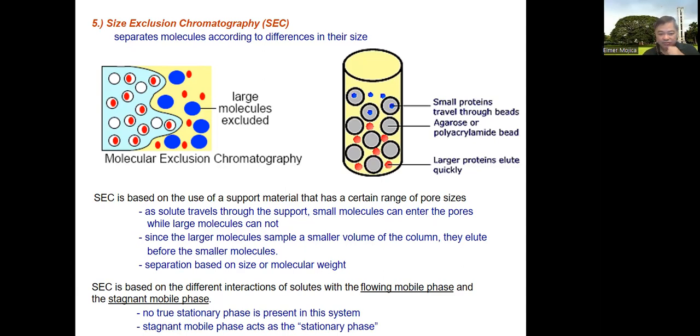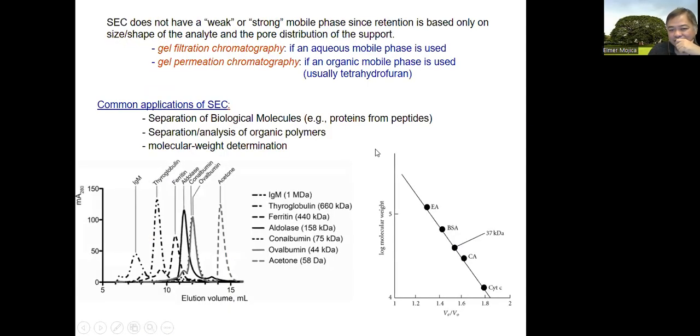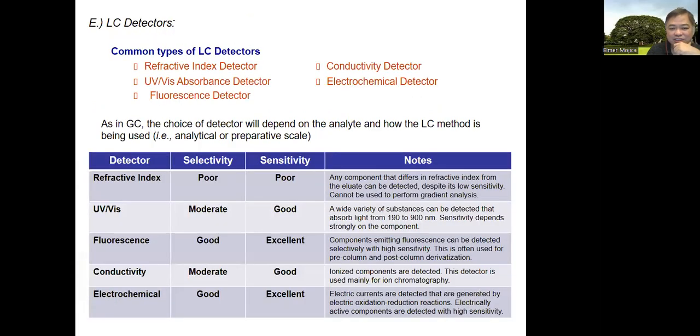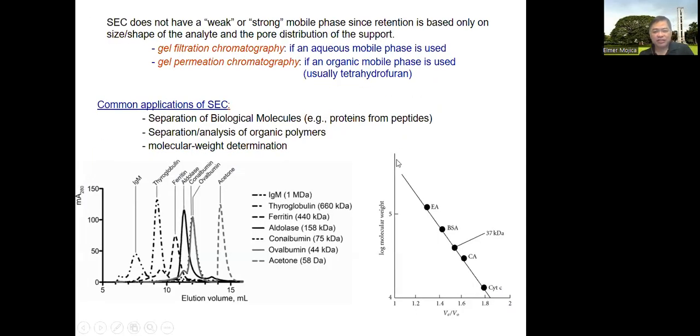Now they said there's really no true stationary phase here. The stagnant mobile phase is the one that acts as a stationary phase. But we could say maybe the beads that you have there, the agarose. The name that I used before, I think, is Sephadex, the gel Sephadex. So usually you use this for proteins and peptides, molecular weight determination.